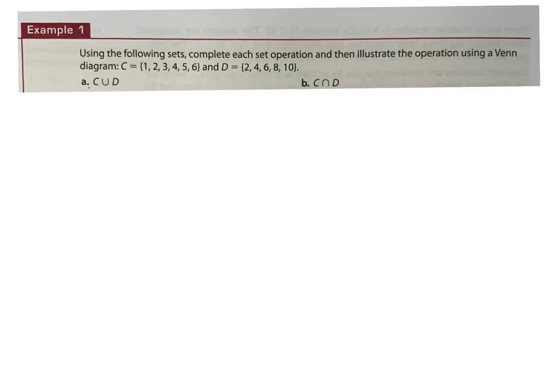At the top of page 3, it says, using the following sets, complete each set operation and then illustrate the operation using a Venn diagram. So what we're actually going to do is draw the Venn diagram first, okay? They did not give us a universal set, so we are just going to draw the two circles, all right? So we have two sets.